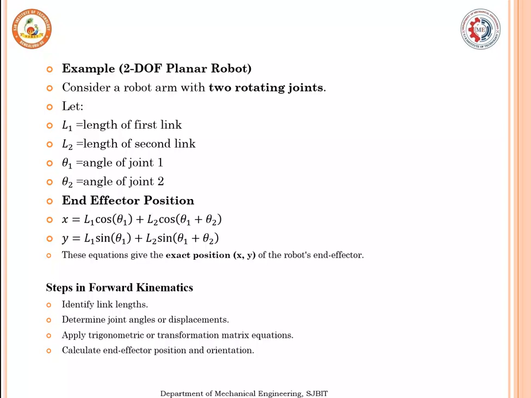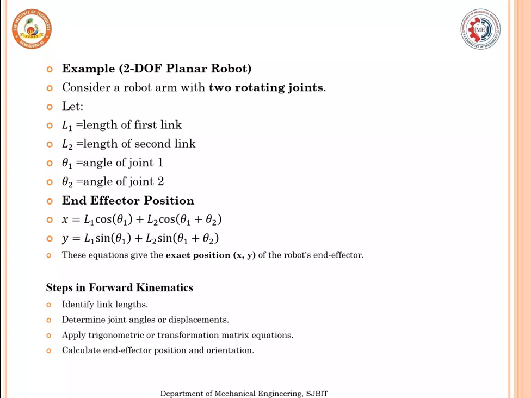So if we take the 2 degree of freedom planar robot, consider a robot arm with 2 rotating joints. The length of the first link is L1, L2 is the length of the second link, theta 1 is the angle of joint 1, theta 2 is the angle of joint 2. So the end effector position x is equal to L1 cos theta 1 plus L2 cos of theta 1 plus theta 2. Similarly, for the y position, L1 sin theta 1 plus L2 sin of theta 1 plus theta 2. So this gives the exact xy position of the robot's end effector.